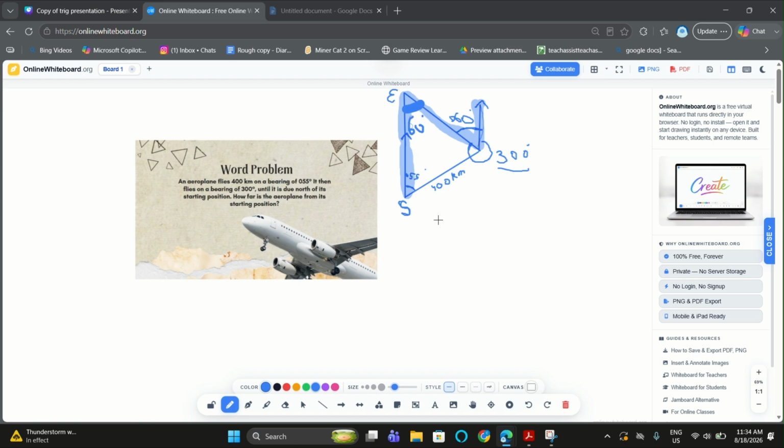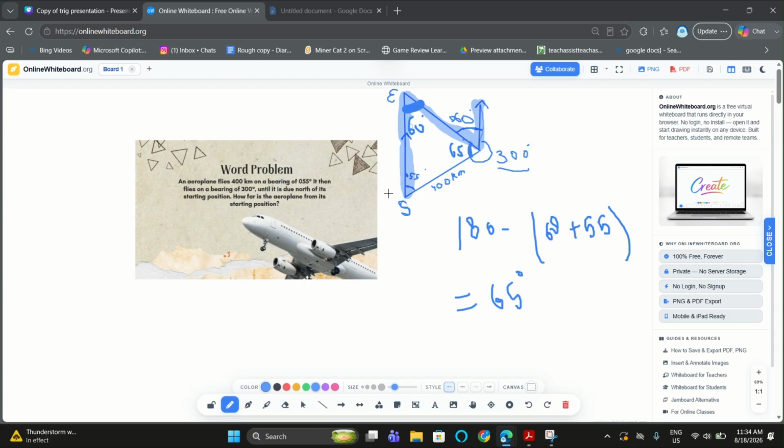So what do the angles in a triangle add up to? Yes, 180. Sorry guys, I apologize for my mouse skills. So 180, right? Now we know that 180 minus 60 plus 55 is what the top angle is, right? And that is 65 degrees. Cool? So we know that this part is 65 degrees.